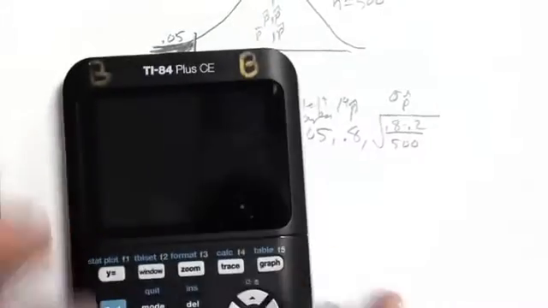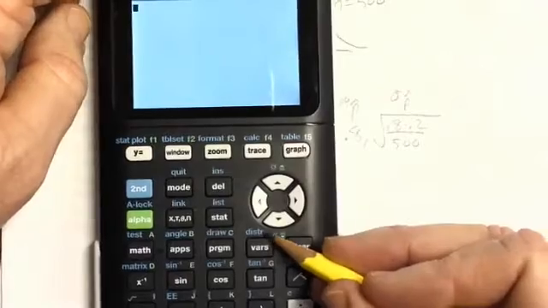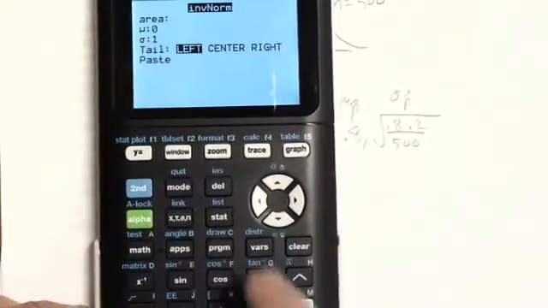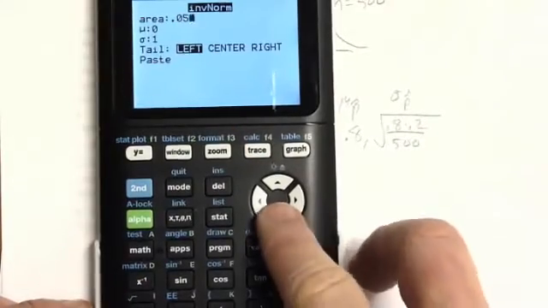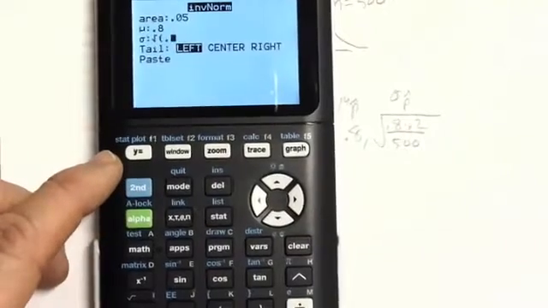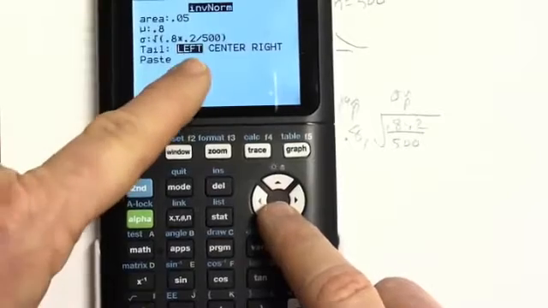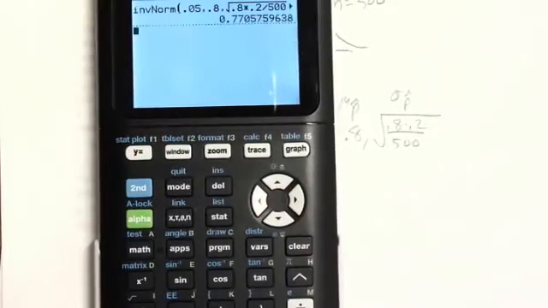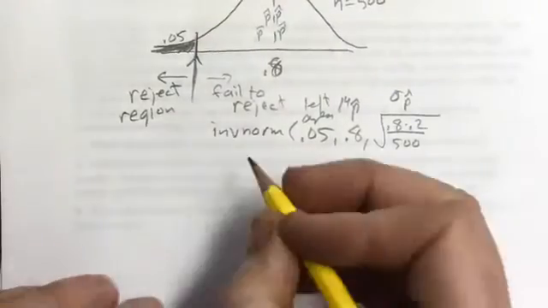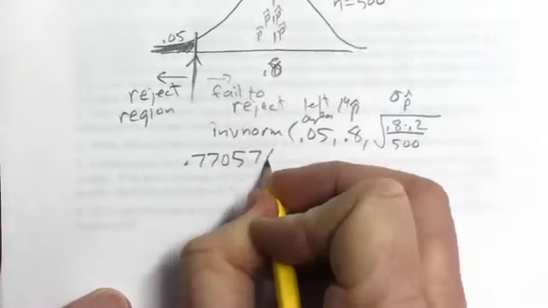So you remember, inverse norm is on the distribution menu right above the vars button. So I go second vars, which is distribution, and go to inverse norm. Our left area is 0.05. Our mean of our p-hats is 0.8, and the standard deviation of our p-hats is the square root of 0.8 times 0.2 divided by 500. We're working with left area, so we hit enter, enter, and there it is, 0.770576, plenty of sig figs.